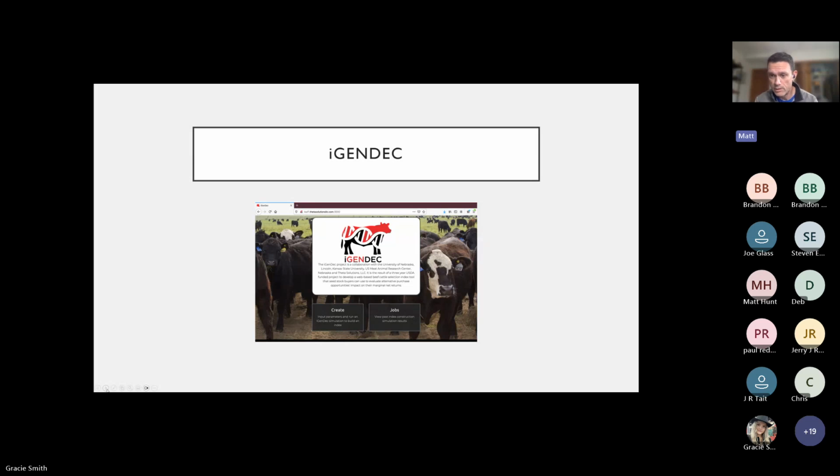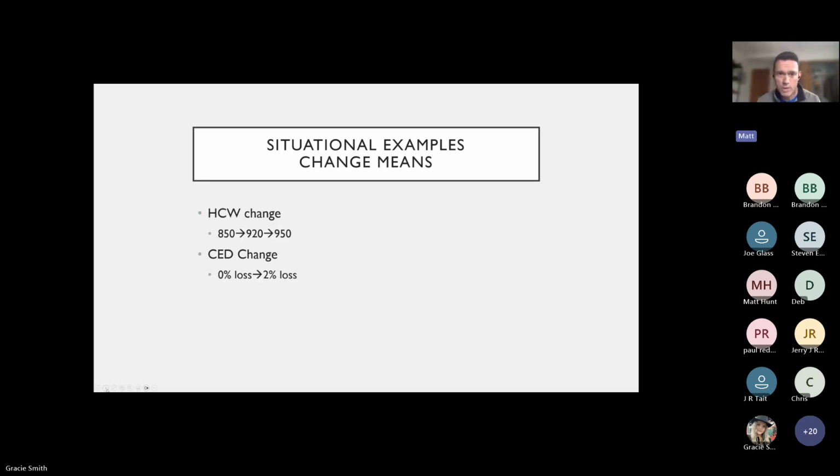But this is what I use to build the following examples. So on the next slide, I show kind of what I was looking at. If I changed hot carcass weight from an average of 850 pounds to 920 to 950, and I assumed that there was a discount threshold at, I think I assumed 1050, which I understand may not be relevant anymore, but it still illustrates what happens when the population or herd gets closer and closer to a potential discount.